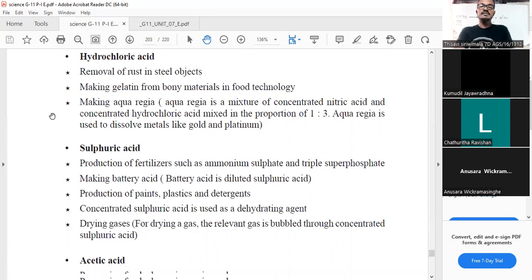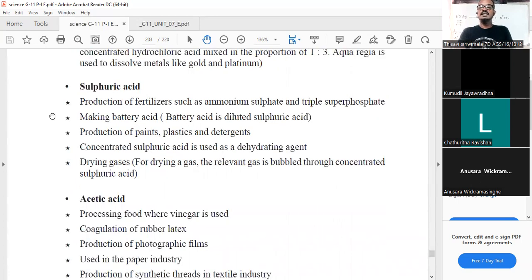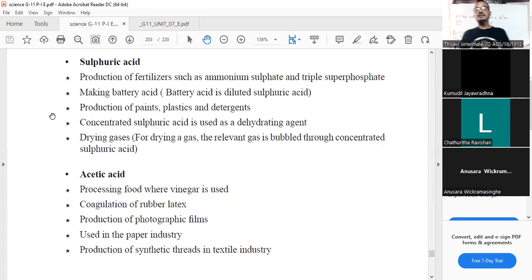Then sulfuric acid: production of fertilizers such as ammonium phosphate, ammonium sulfate and triple superphosphate. Making battery acid, production of paints, plastics and detergents. Concentrated sulfuric acid is used as a dehydrating agent, and it can remove water. Drying gases, it can dry them. Right?